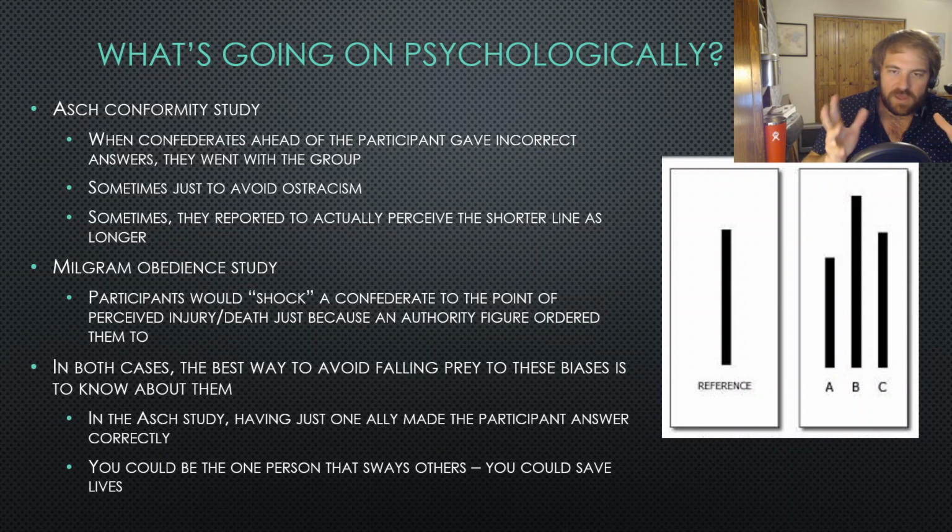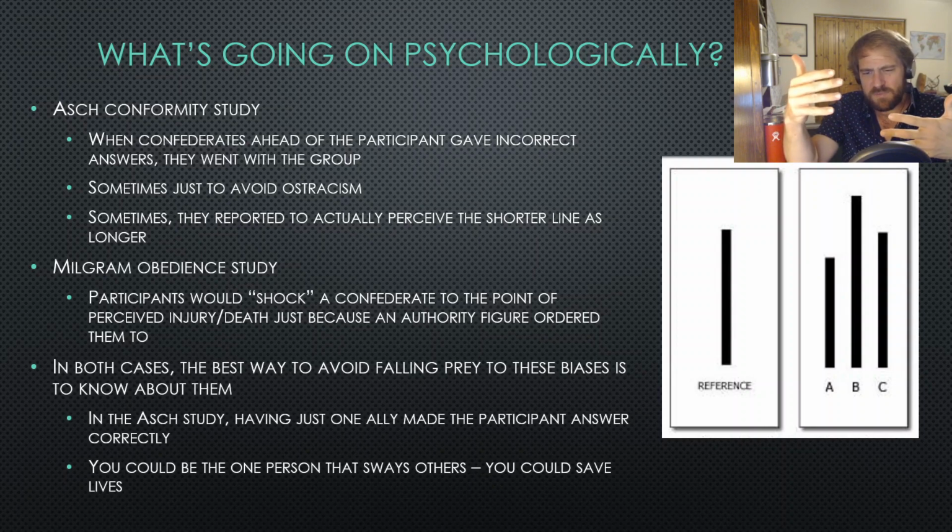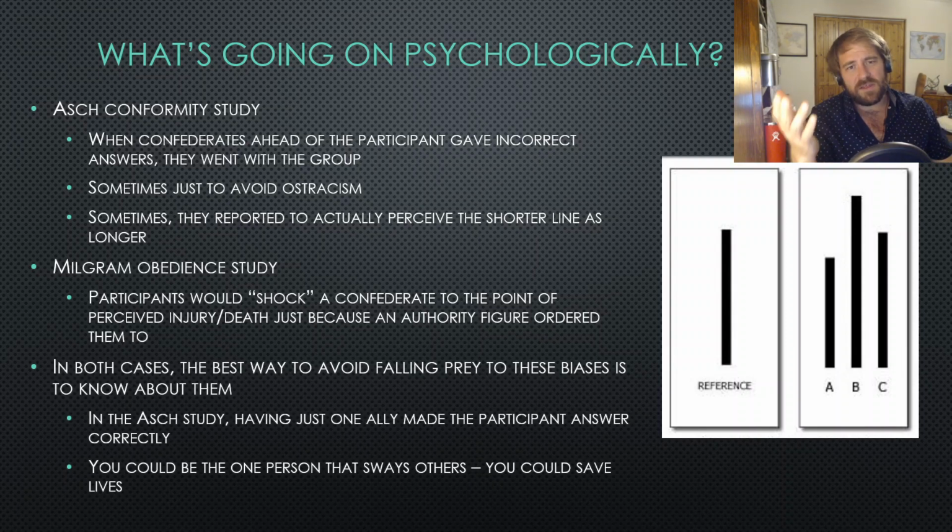Well, the best way to avoid falling prey to both of these is simply knowing about them. When you're in a room of people who are saying that this reference line is A, the best way to not fall prey to that is by knowing about this study where people are going to say that it's A. And this is true for other situations as well. You know that something like that could be going on, and now you know that some people actually, their perception changes, and they actually see A as being the same length as the reference line. I don't know how that happens, but it does.